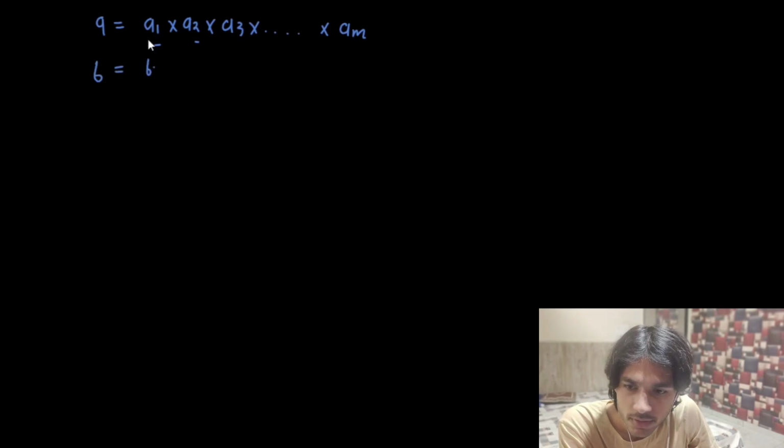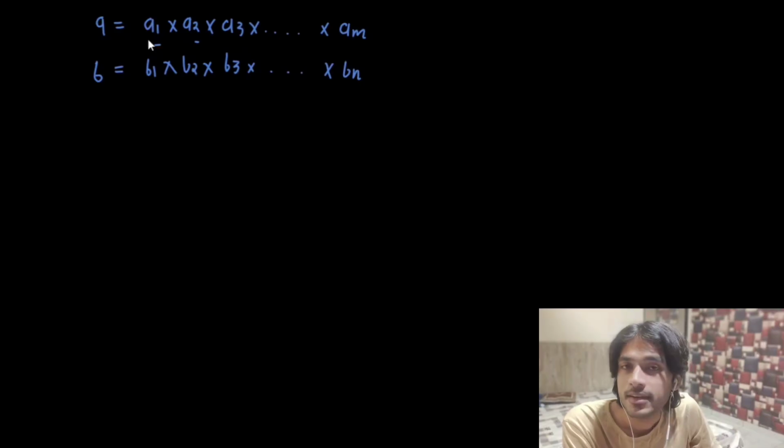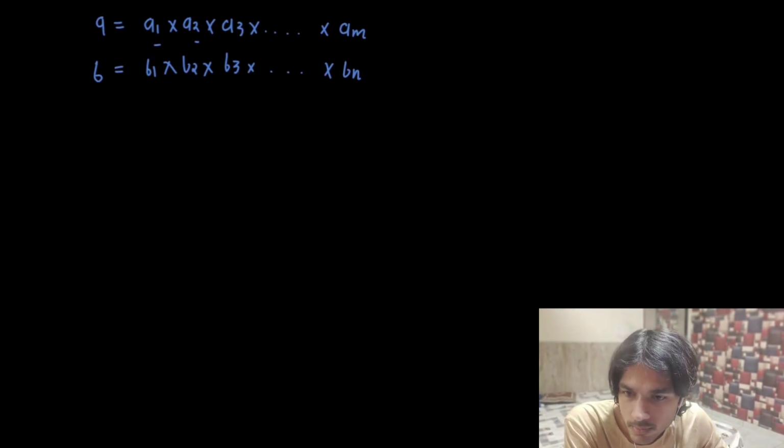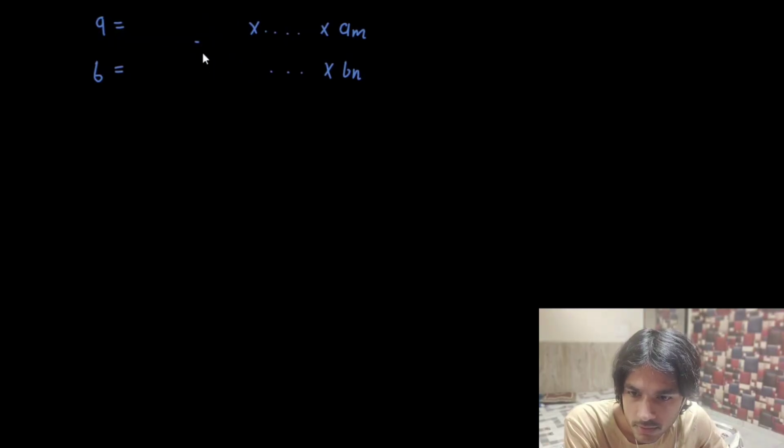Suppose the prime factorization of B is B1, B2 multiplied by B3 and goes on to Bn. Now when I take LCM, actually I can specify the prime numbers, I don't need to take A1, A2. See, A1, A2, A3 up to AM or B1, B2 are prime numbers, right? And we know what prime numbers are. So instead of writing A1, A2, I will simply write the prime numbers.